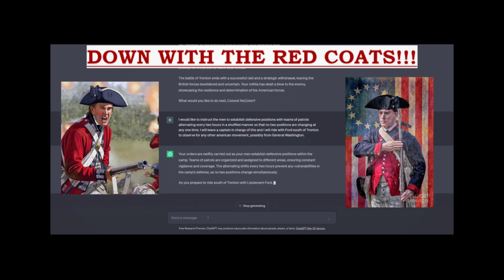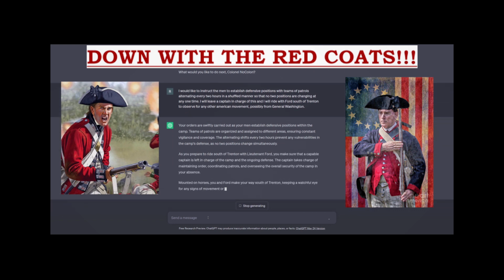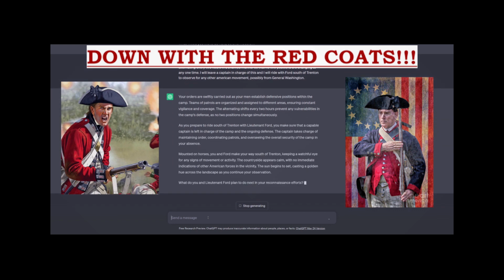As you ride up toward Trenton, you make sure that a capable captain is left in charge of the camp and ongoing defense. The captain takes charge of maintaining order, coordinating patrols. Mounted on a horse, you and Ford make your way south of Trenton, keeping a watchful eye for any signs of movement or activity. The countryside appears calm, with no immediate indication of other American forces in the vicinity. The sun begins to set, casting a golden hue across the landscape.